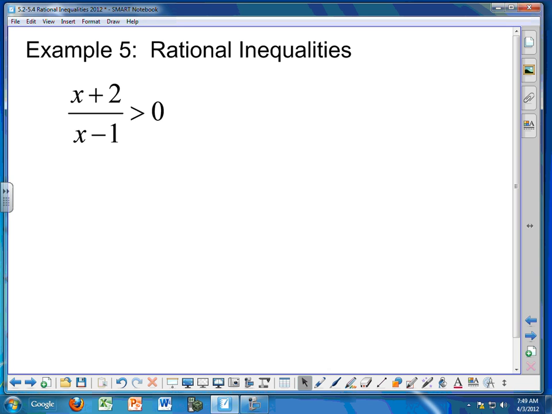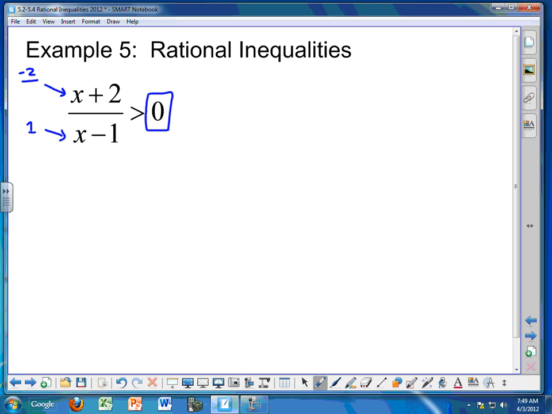This video is a continuation of the 5.2 to 5.4 video, second half, where today we're looking at rational inequalities. And of course, the first thing we notice is that this inequality is already being compared with 0. Our fraction has two parts to it. In the top part, or the numerator, we see that -2 is the number that would make that 0. And in the bottom, the number 1 is the number that would make that 0.